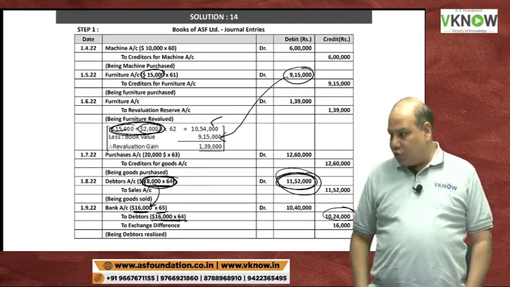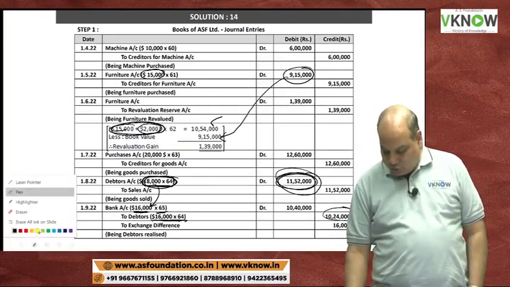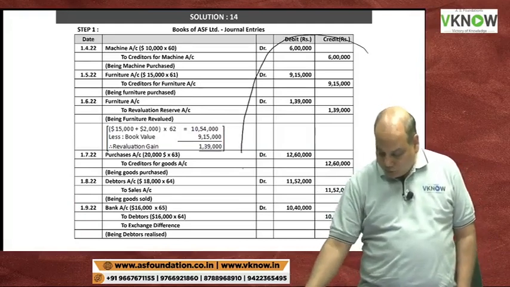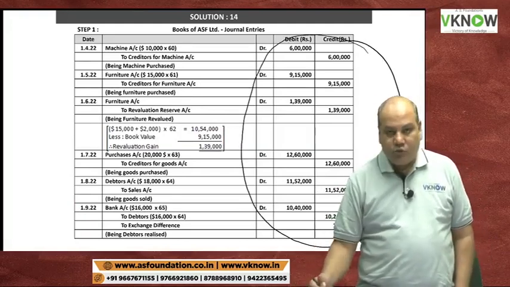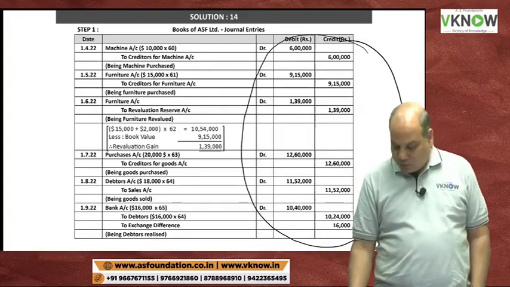But the answer is not over. This is the initial entries we have passed. Based on these initial entries, just prepare the trial balance. Which all items will come in the trial balance?